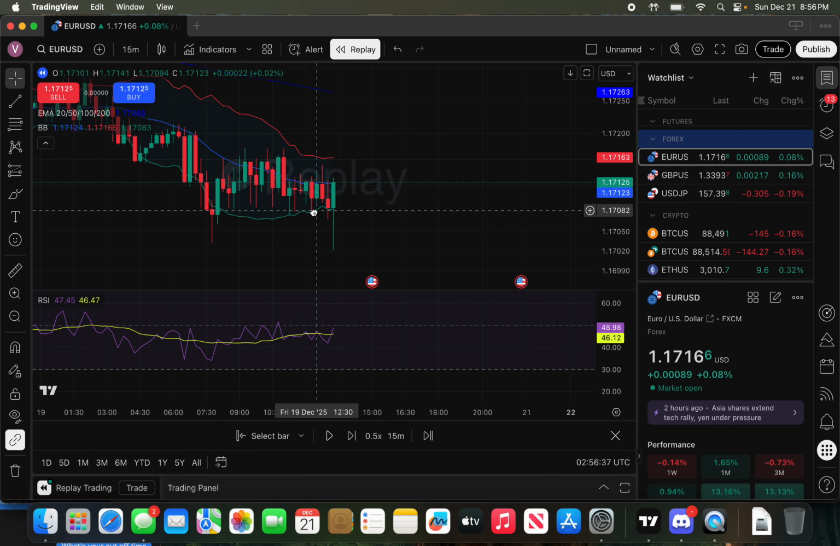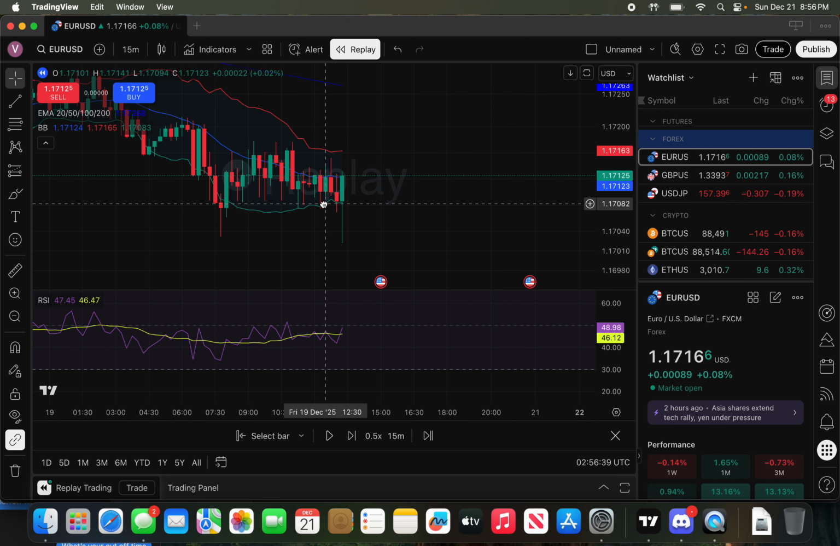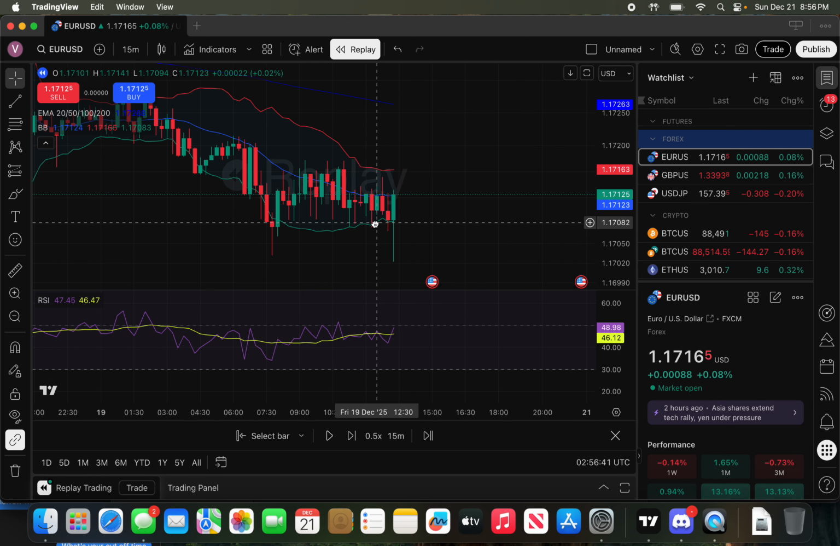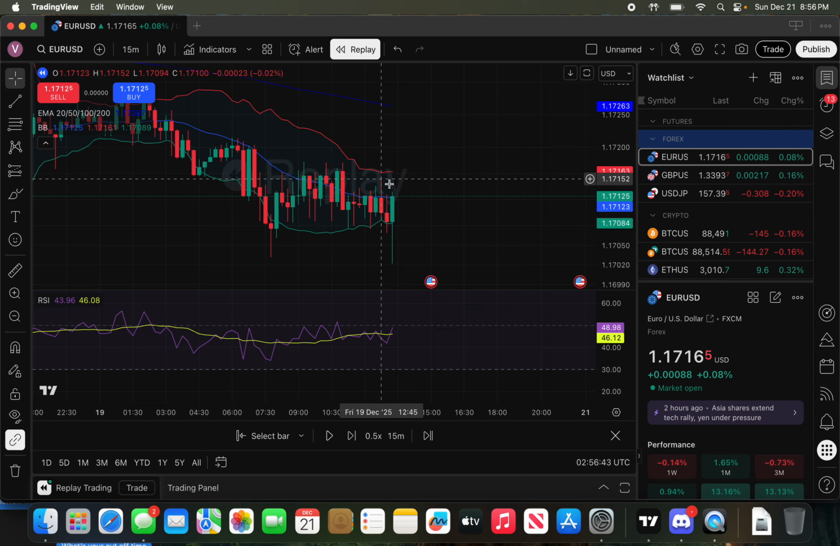All right. So when the candles close above this red line, the upper band, that lets us know that price is overbought.